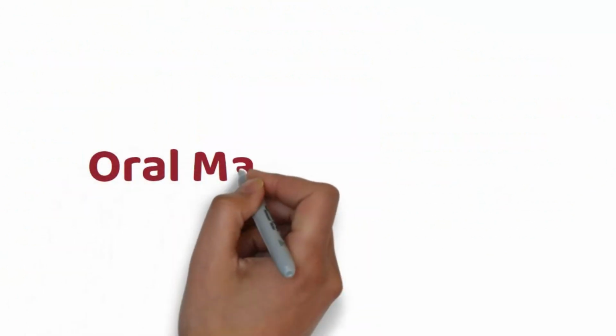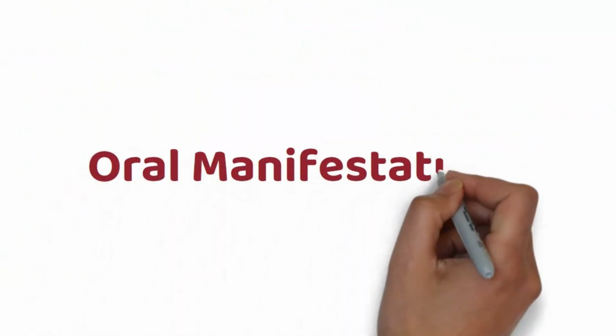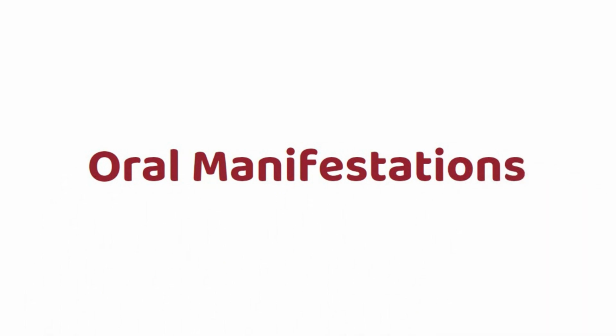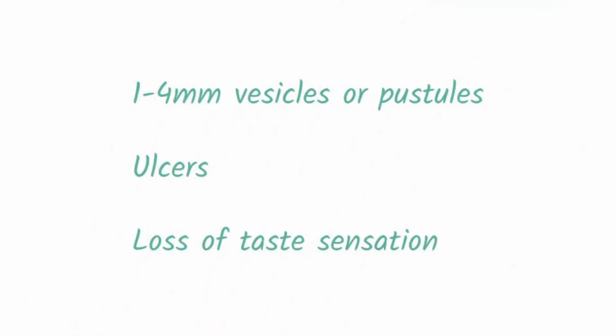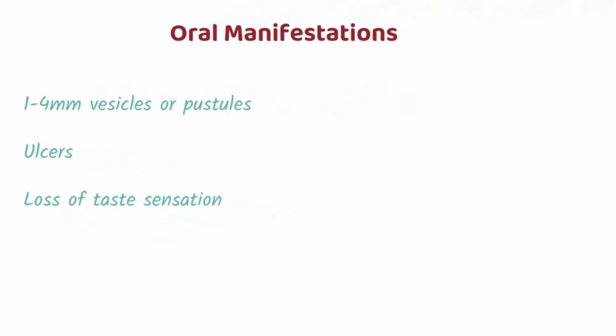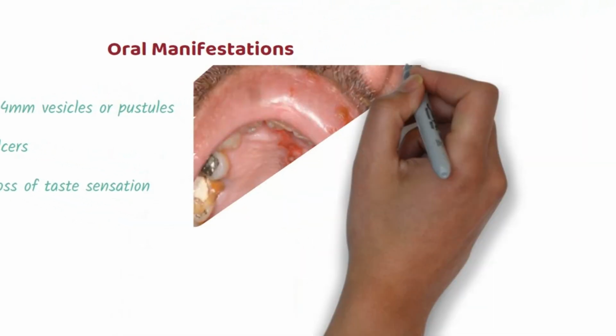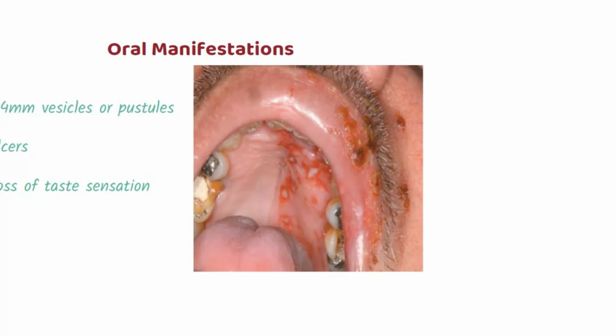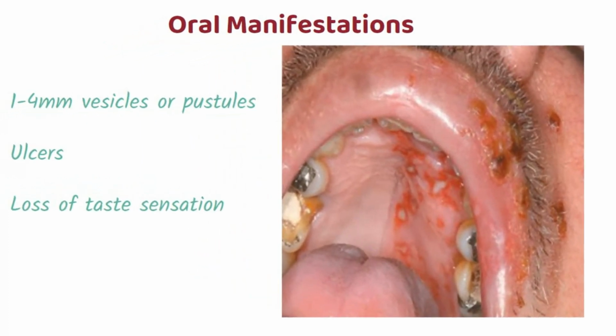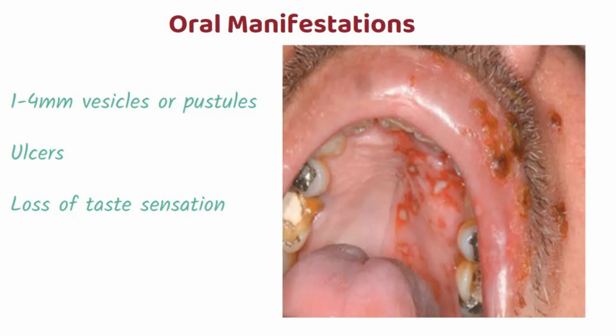Oral manifestations. Infection of trigeminal nerve causes unilateral skin and mucosa involvement supplied by the ophthalmic, maxillary and mandibular nerves. 1 to 4 mm vesicles or pustules, which rupture to form ulcers, are seen in the buccal mucosa, tongue, uvula, pharynx, and larynx. These vesicles or ulcers are seen unilaterally only and do not cross the midline. There is loss of taste sensation in the anterior 2/3 of the tongue.